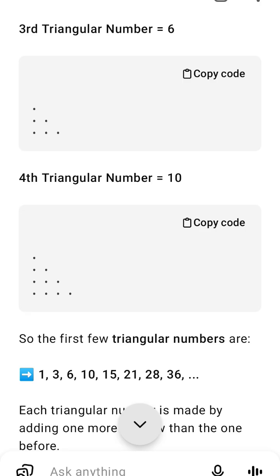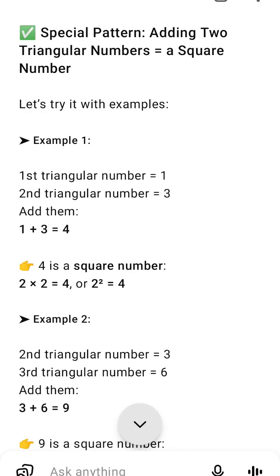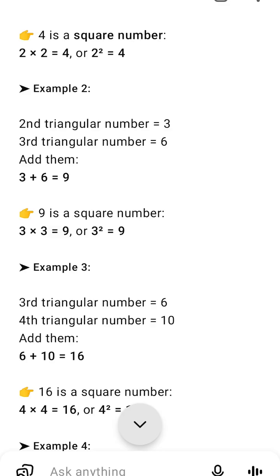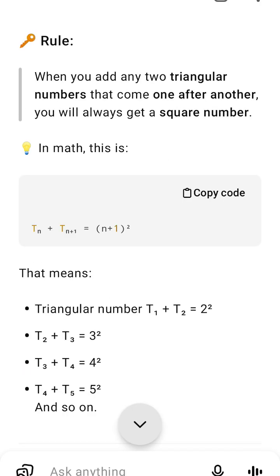What is a triangular number? A triangular number is a number that can be shown as dots arranged in the shape of a triangle. Example: the first triangular number equals 1, the second triangular number equals 3, the third triangular number equals 6, the fourth triangular number equals 10. So the first few triangular numbers are 1, 3, 6, 10, 15, 21, 28, 36.